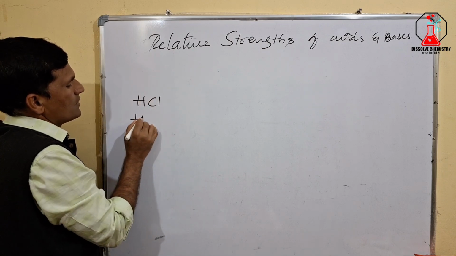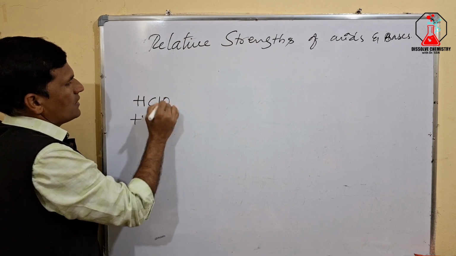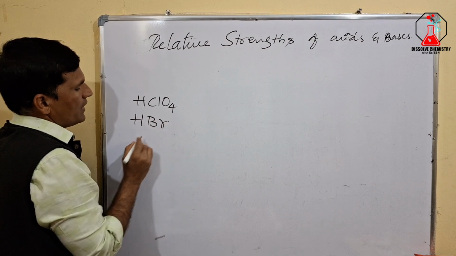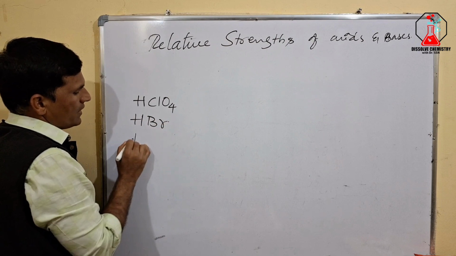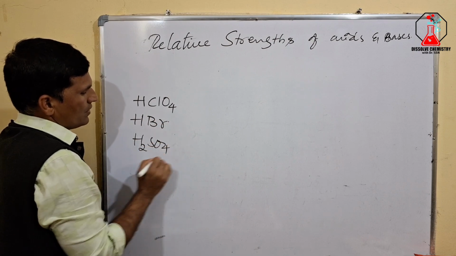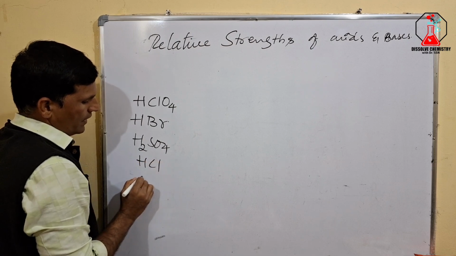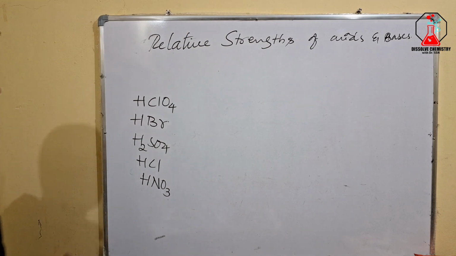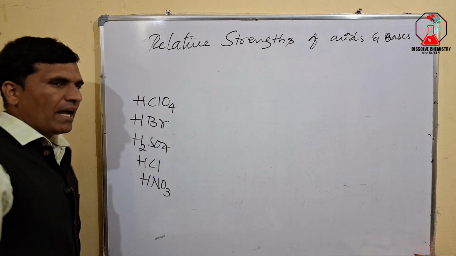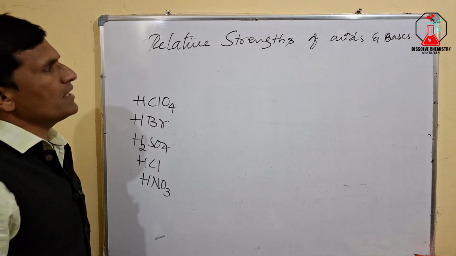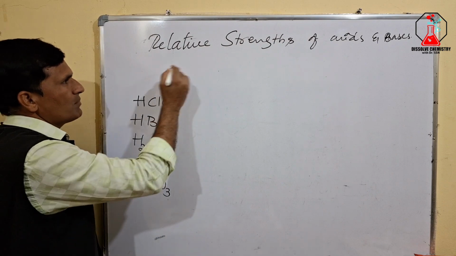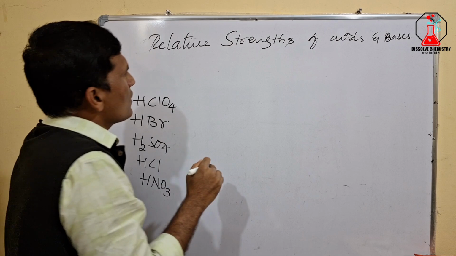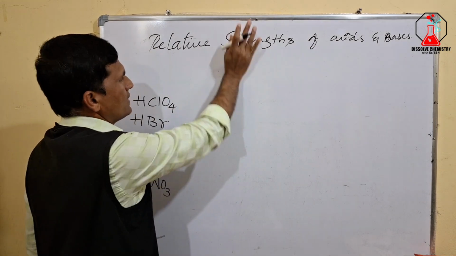HCl, HClO4, HBr, H2SO4, and HNO3. We will take these five acids and try to compare their acid strengths in different solvents. We will see how the solvent plays a very important role. First we will take acetic acid.